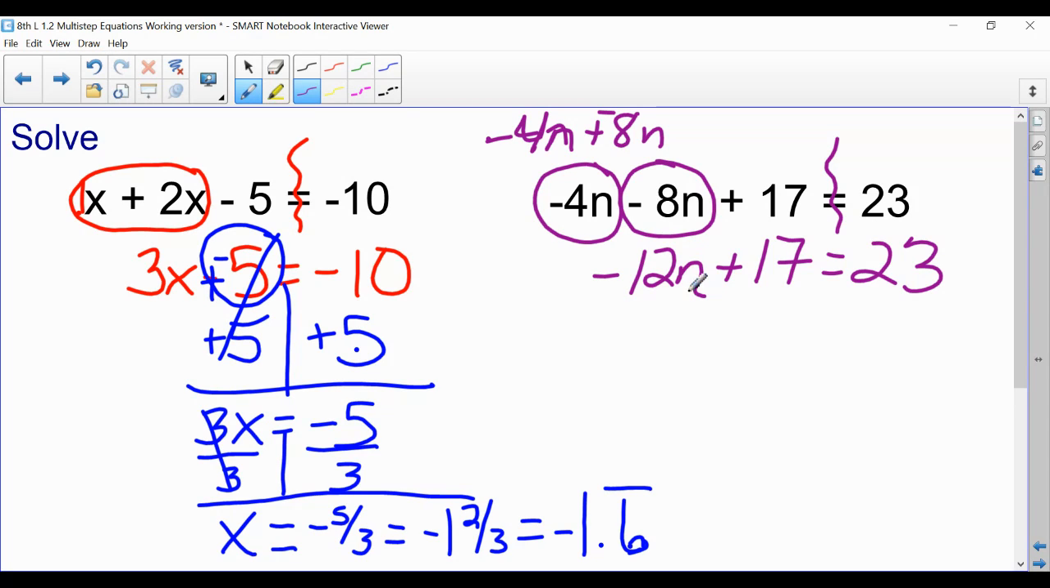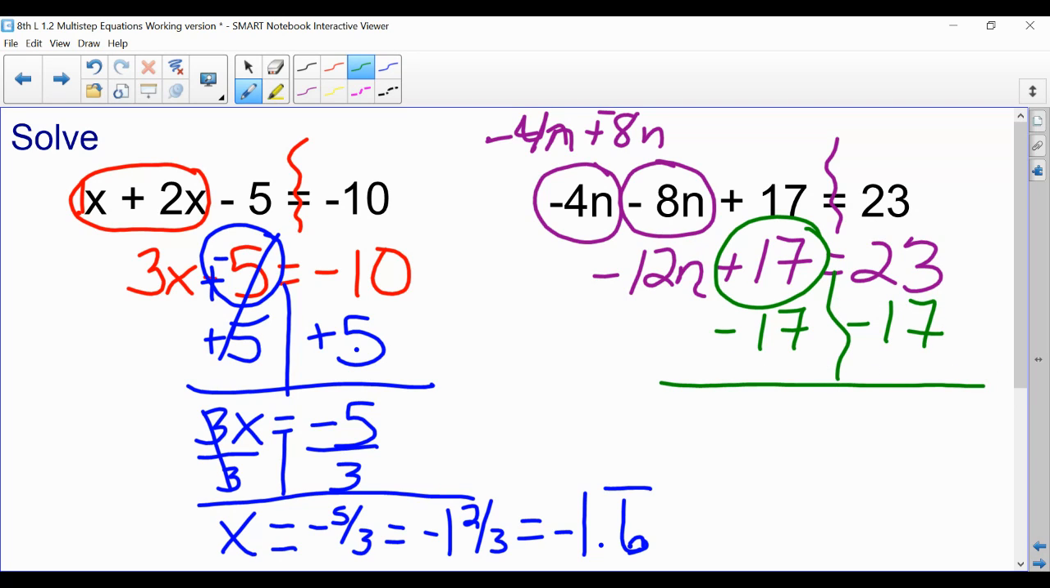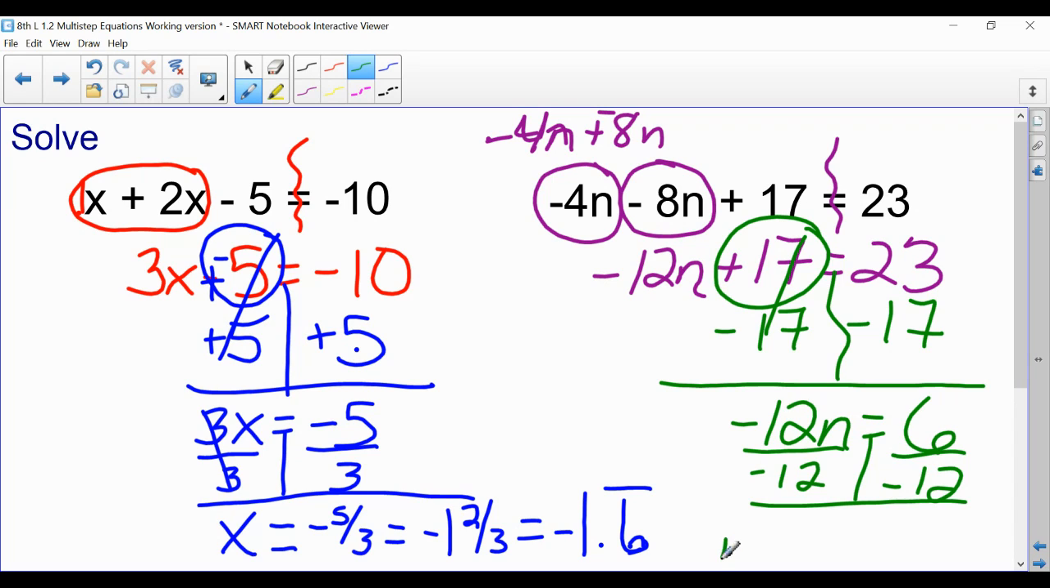So again, here I have my two-step equation. My constant is plus 17. I can subtract 17 from both sides. And I bring down my negative 12n. 23 minus 17 is 6. Divide both sides by negative 12. Again, I can leave this as a fraction. Negative 6 over 12, which reduces to negative 1/2, which as a decimal is negative 0.5.